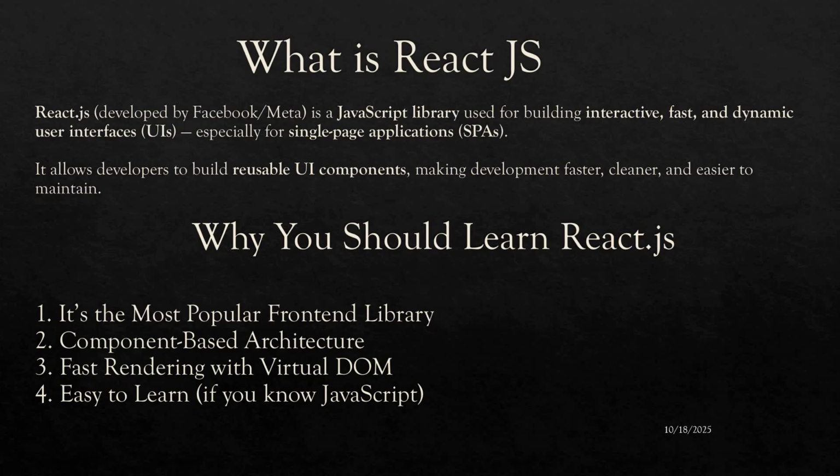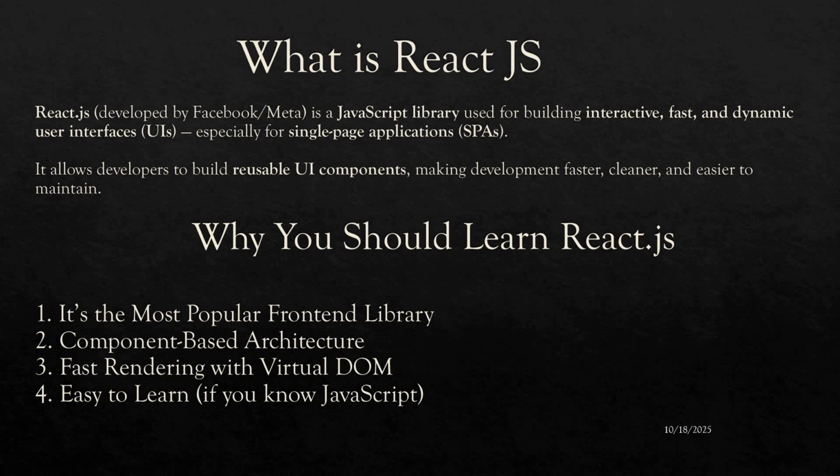Why do we start, why do we learn it? React.js is developed by Facebook or Meta. It is a JavaScript library used for building interactive, fast and dynamic user interfaces, so mainly it is for UI purposes. People develop full stack applications. Full stack means an application having a front end and a back end. For the back end we have different languages, and for the front end we have different languages.